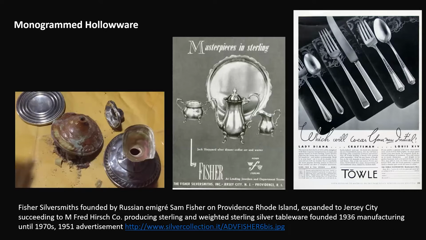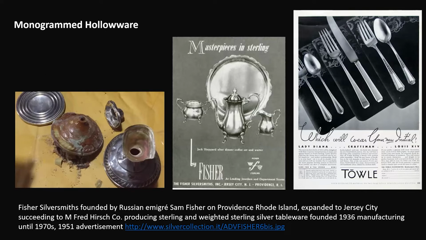But they're hollowware. So that's quite modest, non-weighted silver. It's effectively a skin of electroplated embellishment on a very base metal underneath, as you can see from these various objects that are smashed apart in the image on the far side.